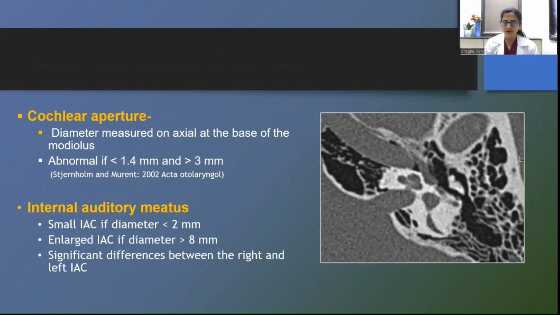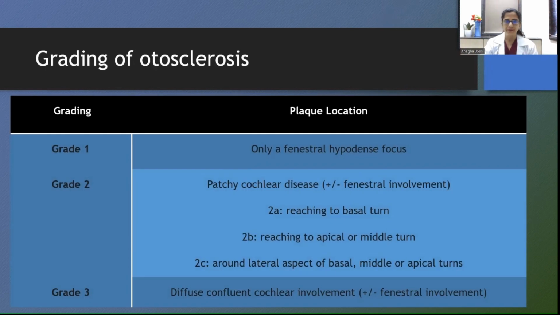Any enlarged cochlear aperture or internal auditory meatus also can give rise to a gusher. So, a diameter of the cochlear aperture more than 3 millimeter or the diameter of the internal auditory meatus more than 8 millimeter is significant. Also, you have to see whether there is any difference in the two sides.